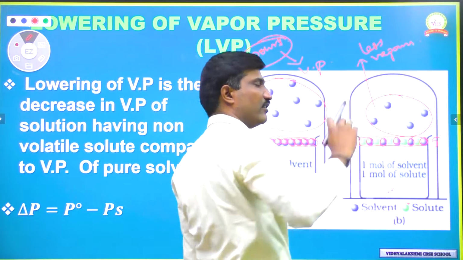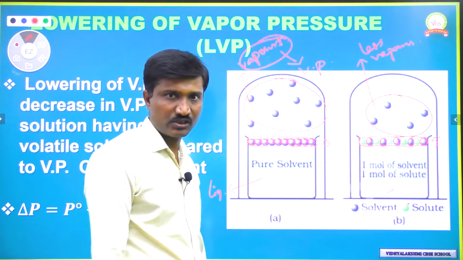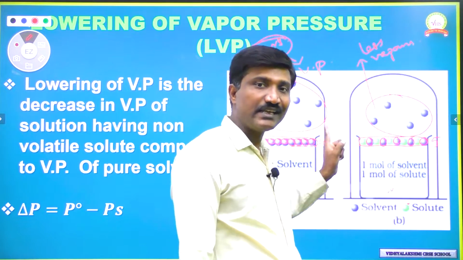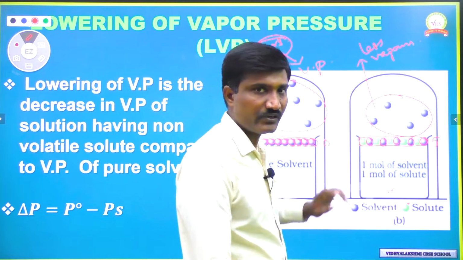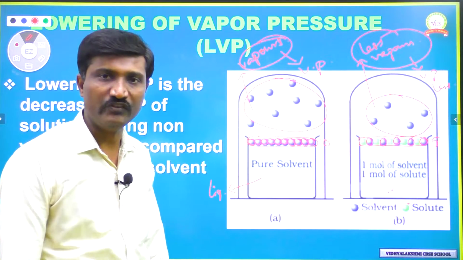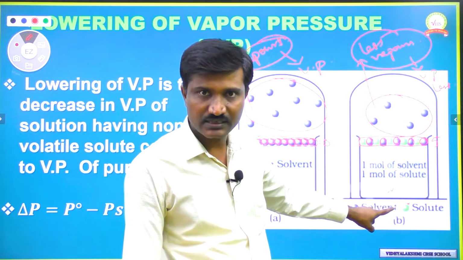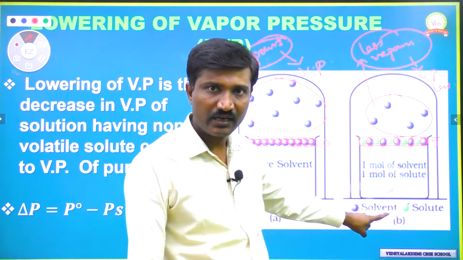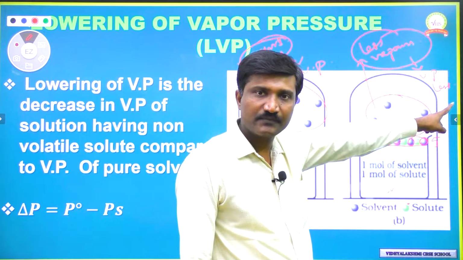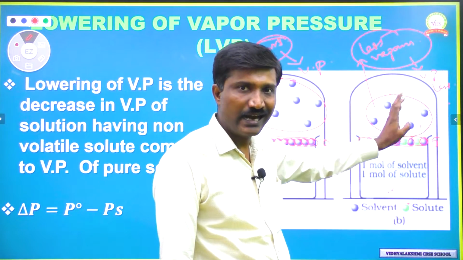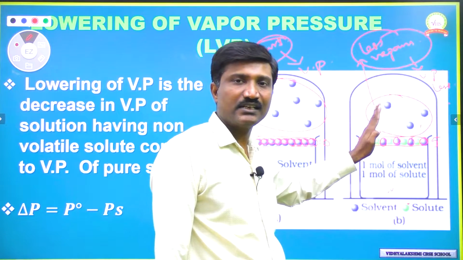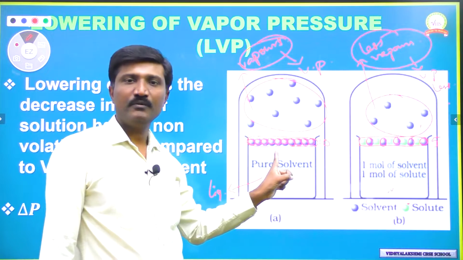So the vapor pressure of a liquid depends on the number of vapor molecules. Here in the case of pure solvent, vapor pressure is more, but in the case of the solution state, for the same solvent, vapor pressure is less. These fewer vapors produce less vapor pressure. That means, do we say that when a non-volatile solute is added to a volatile liquid solvent, then in the solution state the vapor pressure exerted by that solvent is less compared to the pure state?